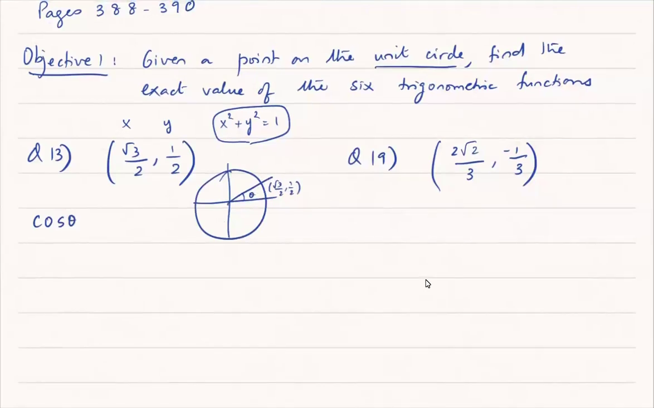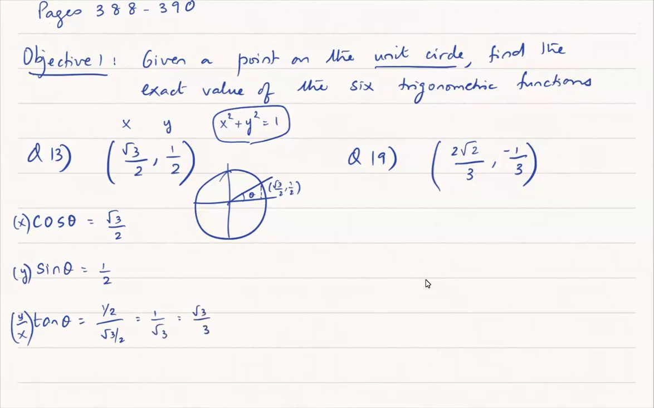So if you were to drop a triangle like this, right? Cosine theta will have the value of x, which is square root of 3 over 2. Sine theta will have the value of y, which is 1/2. Tan theta is, so remember, cosine theta is just x. Sine theta is y. Tan theta is y over x. So if you divide 1/2 over root 3 over 2, you will end up with 1 over root 3, which is nothing but root 3 over 3.